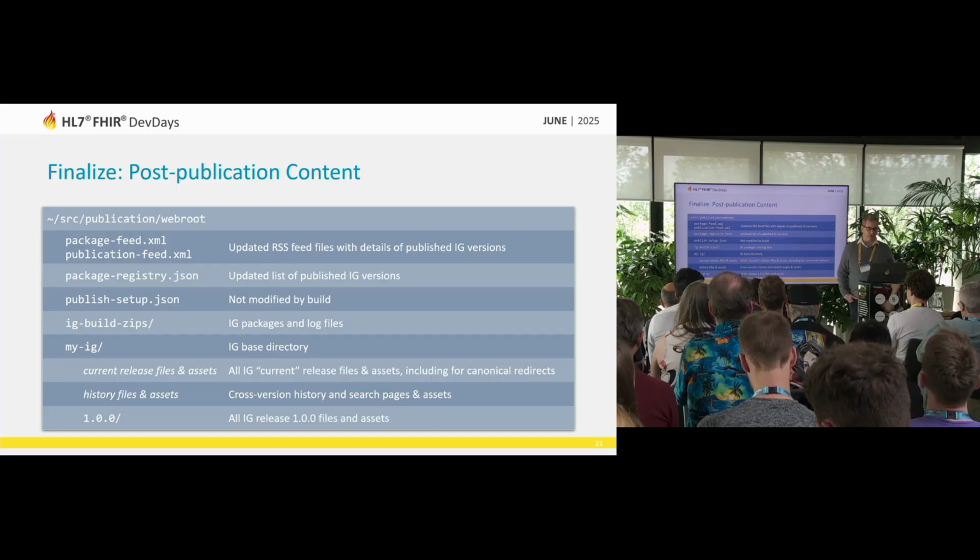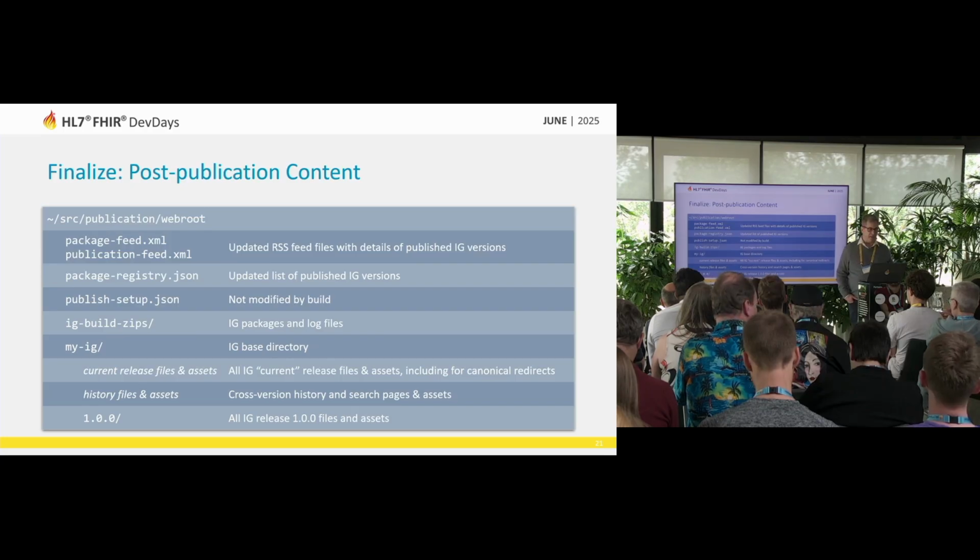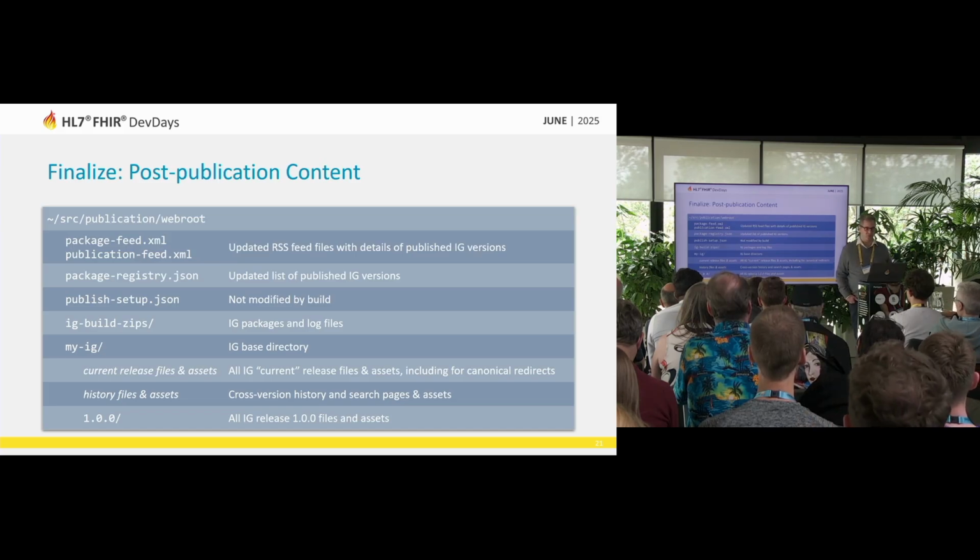When the next publication comes along, say 2.0, the 1.0.0 subdirectory remains unchanged. A new 2.0 subdirectory is added with that version's content, and the main IG directory gets replaced with the 2.0 content, assuming it's a milestone release. The history file would also get updated to reflect an additional publication.